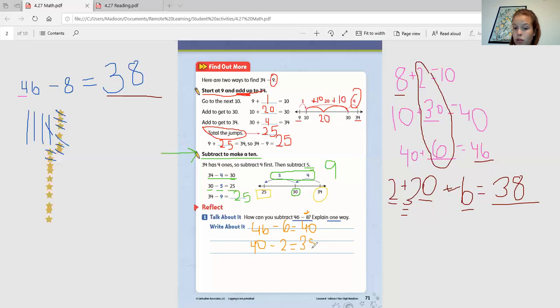We could count backwards or use a number line. I know that if we go from 40 and we count backwards, it'll be 39, and then 38. And we're only taking away 2. So then I know that 46 minus 8 equals 38. So see how we can use those 3 different strategies and still get the same answer. So when you're solving problems, pick which one makes the most sense to you. All right, let's keep going so we can get some more practice in.